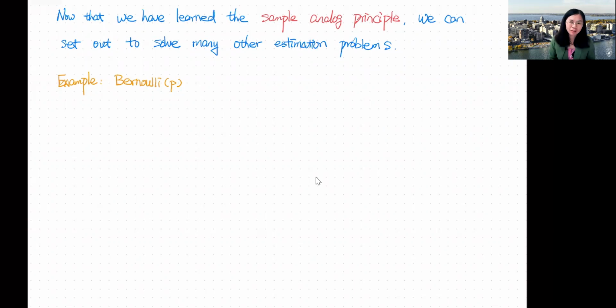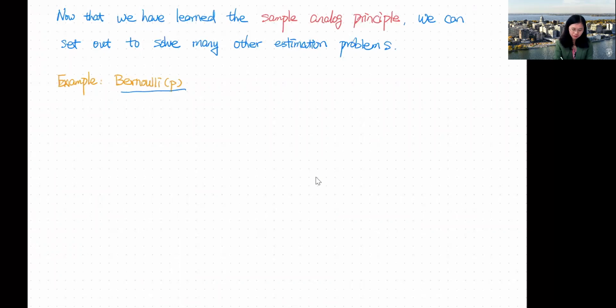Now that we have learned the sample analog principle from the previous video, we can set out to solve many other estimation problems besides the estimation problems for the lambda in the Poisson lambda distribution. Let's consider an example first. The simplest example is the p, the success rate in Bernoulli distribution, in Bernoulli p distribution.